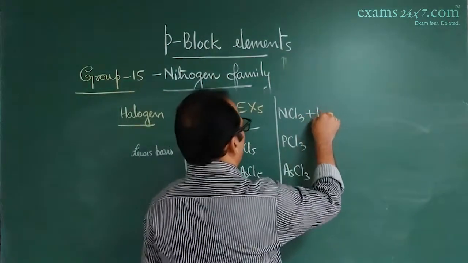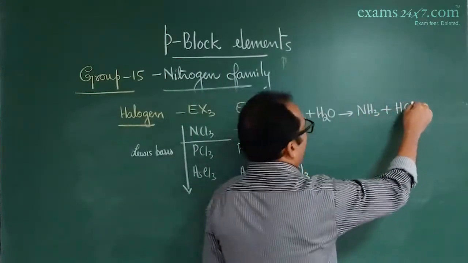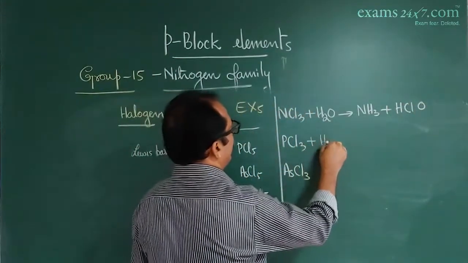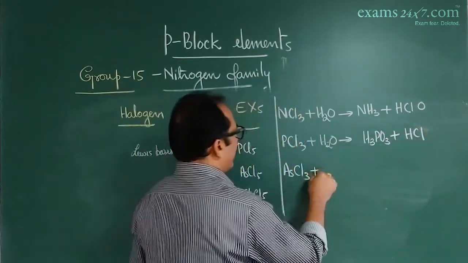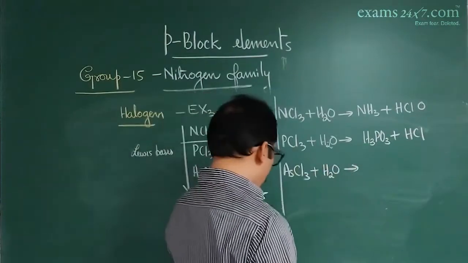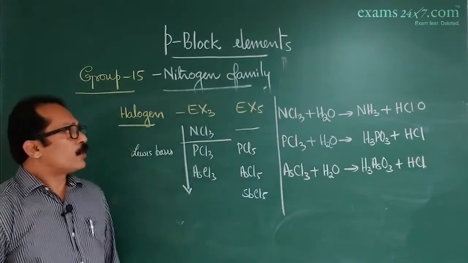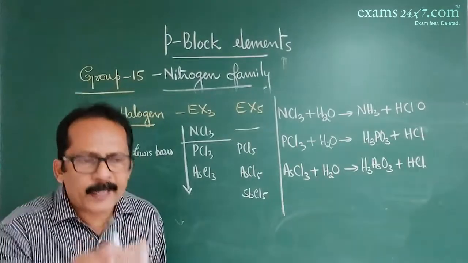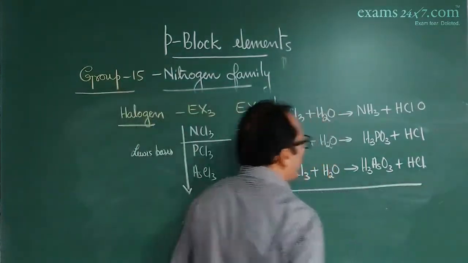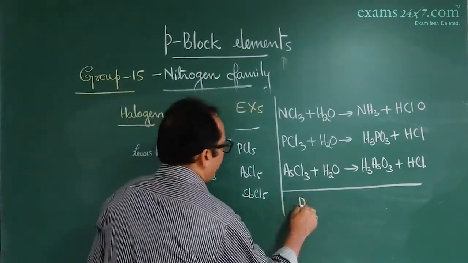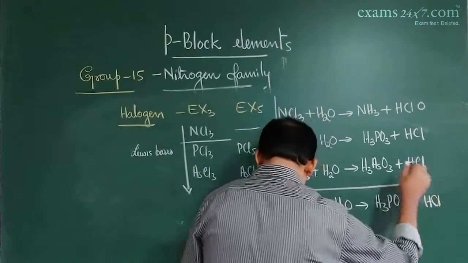Now, NCl3, when it undergoes hydrolysis, gives ammonia, NH3, and the other product is hypochlorous acid, HClO. Similarly, PCl3 undergoes hydrolysis to give H3PO3, orthophosphorous acid, and HCl. Then AsCl3, the trihalide of arsenic, on hydrolysis gives H3AsO3 and HCl. When you compare trihalides and pentahalides, trihalides are more stable. Pentahalides also undergo hydrolysis. One important reaction is PCl5: on hydrolysis, it gives H3PO4 and the byproduct HCl.